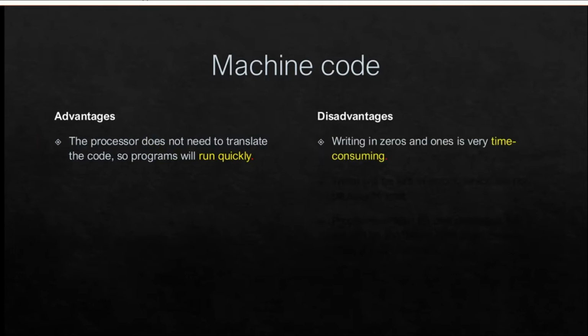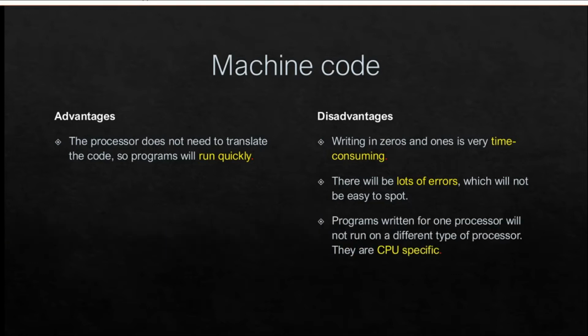But writing it is super slow. And because it's so far detached from our normal human experience, it can be very, very difficult to spot errors in your code, and it causes loads of errors, which makes it quite difficult to produce. But one of the other key problems with machine code is that it is CPU specific. So if you have targeted your code for a particular type of CPU, you're not going to be able to port it anywhere else. It's going to need completely rewriting, and that's rather tedious.